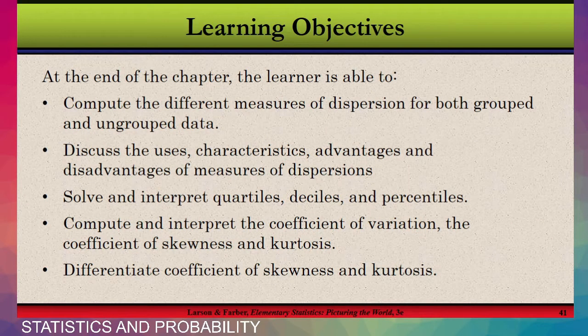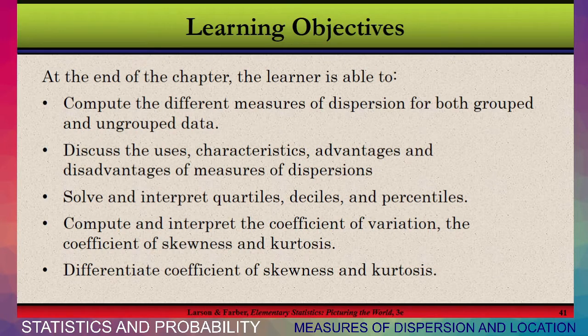So, learning objectives of this lesson is to compute the different measures of dispersion for both group and ungrouped data. So, ganun pa rin. Katulad ng measure of central tendency, gagamit pa rin tayo ng group and ungroup. Okay? So, next. Discuss the uses, characteristics, advantages, and disadvantages of measures of dispersion. So, discuss din natin yan.